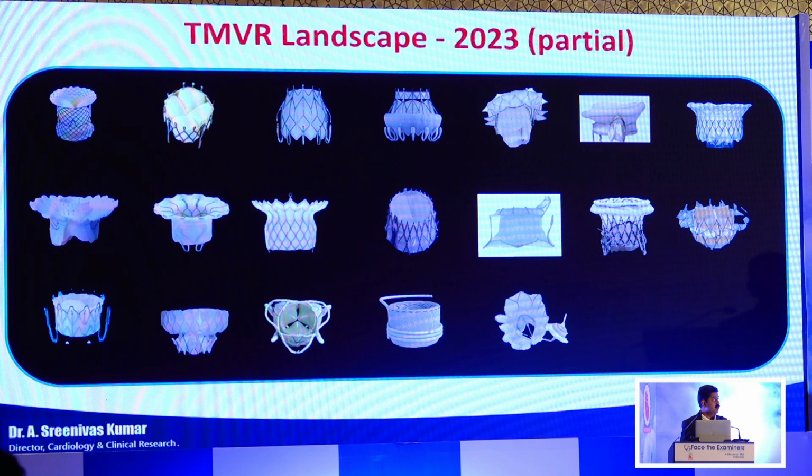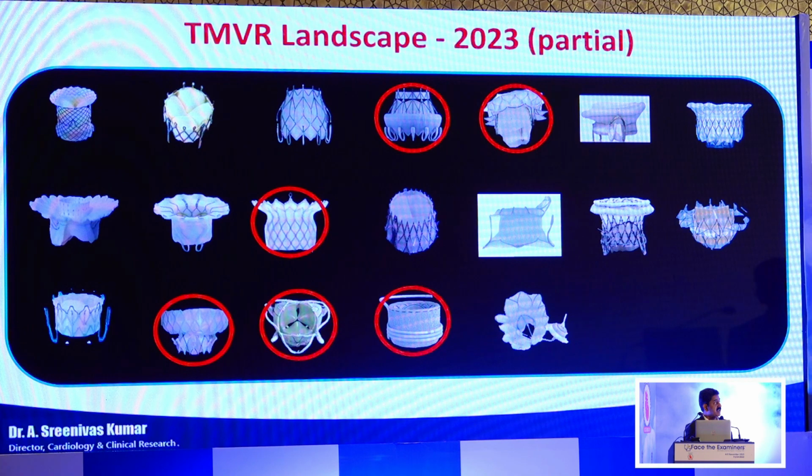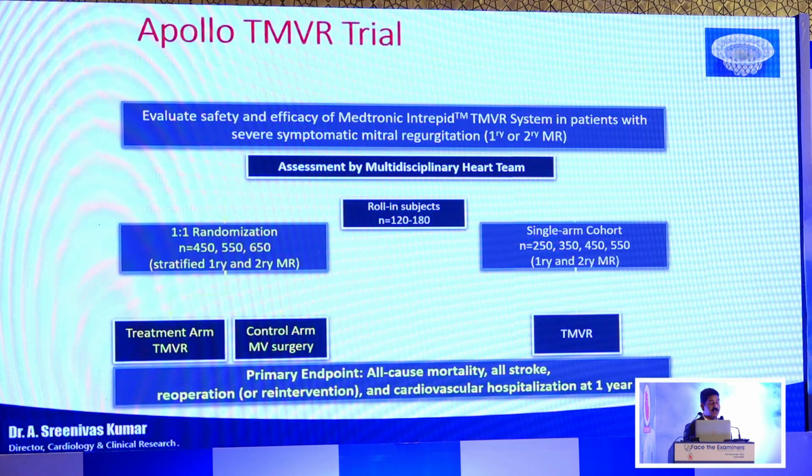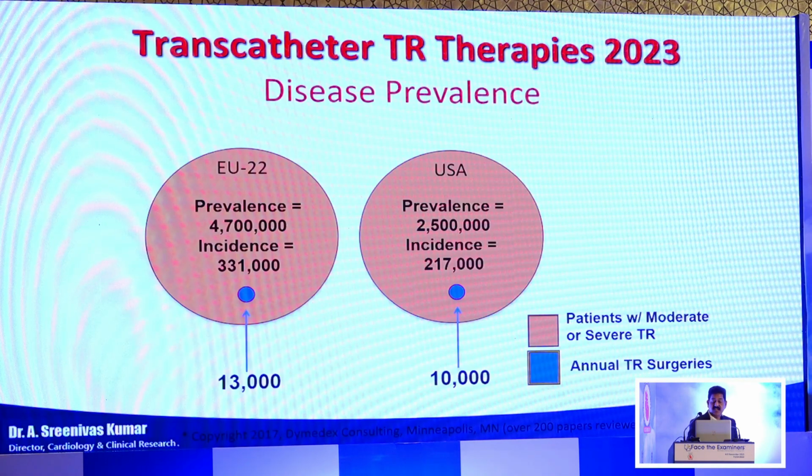There are so many new companies coming up with newer mitral valve prostheses which could be implanted initially transapically. Now it has come to the transvenous level, where they come to about 28 French mitral valve structures. This Apollo TMVR trial is in place, and hopefully they will also do better.